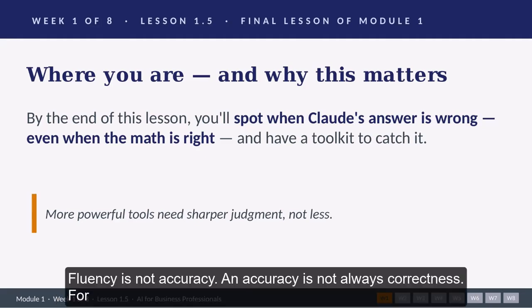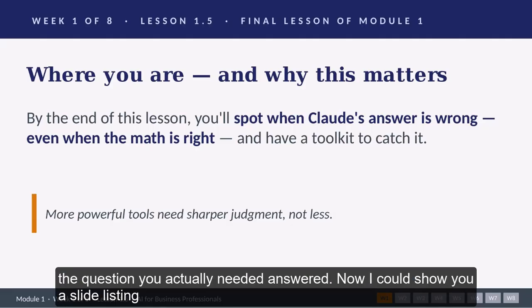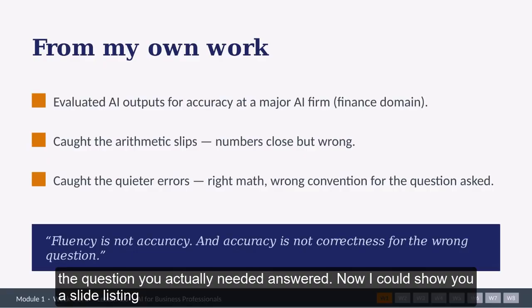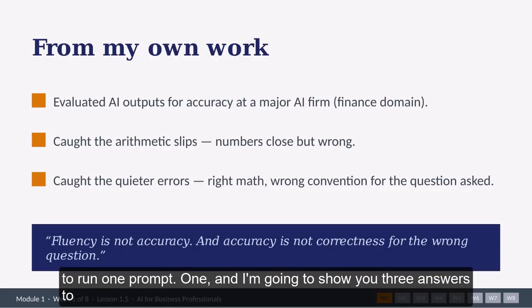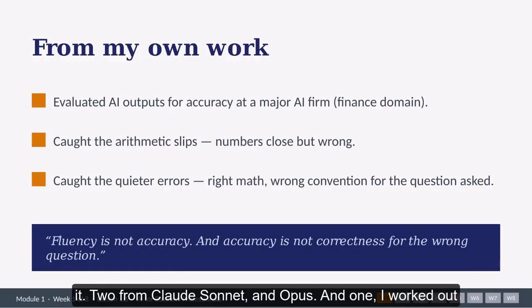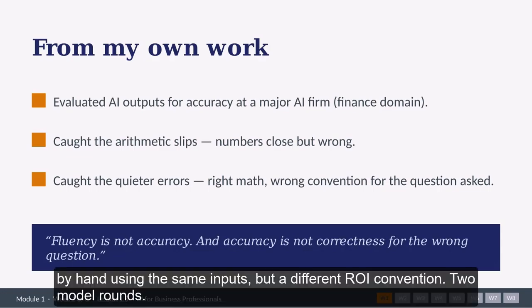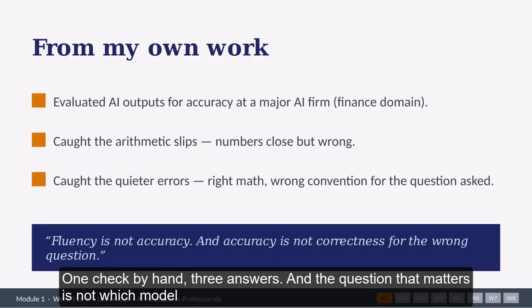Fluency is not accuracy, and accuracy is not always correctness for the question you actually needed answered. Now I could show you a slide listing 4 verification moves, and you would forget that slide by Monday. Instead, I'm going to run one prompt, and I'm going to show you 3 answers to it. 2 from Claude, Sonnet and Opus, and 1 I worked out by hand using the same inputs but a different ROI convention. 2 model runs. 1 check by hand, 3 answers.